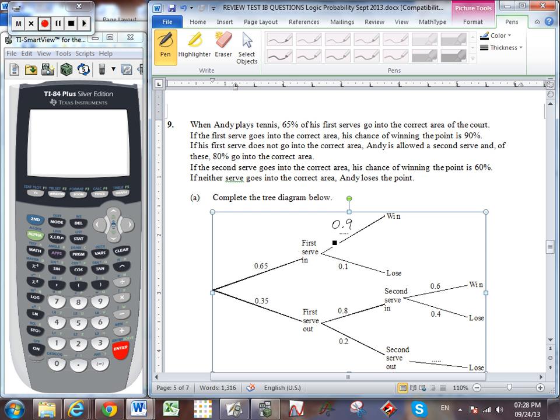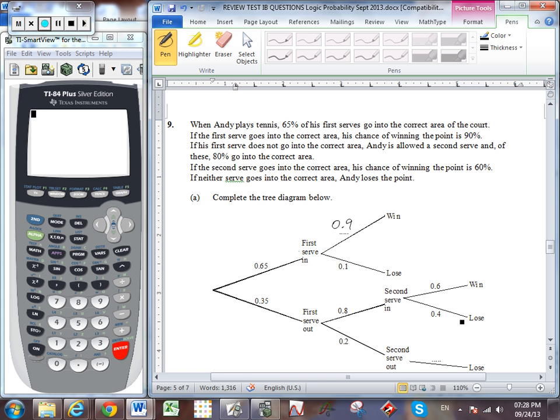Let's continue. If his first serve does not go into the correct area, which is down here, first serve is out, then Andy is allowed a second serve. And of these, 80% go into the correct area. There's the 80% where the second serve is now in. If the second serve goes into the correct area, so we are now here, second serve is in, his chance of winning the point is 60%. There it is, 0.6, which of course means 0.4, 40% losing.